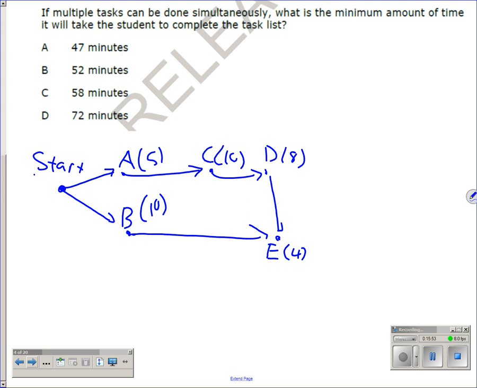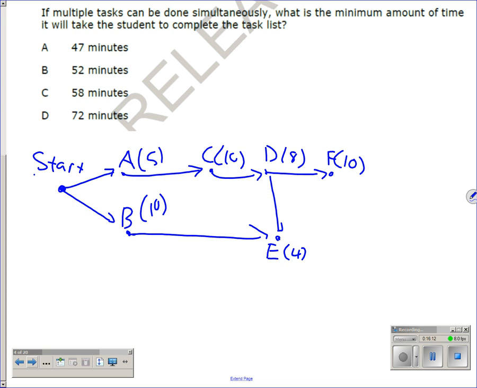All right, going on to F. Is F ready? Yeah, what's it need? D. So I'm going to go from D to F with its processing time of 10. Okay, so we're through F. Let's go down to D, F, G.